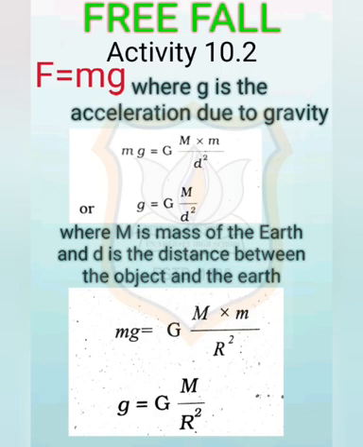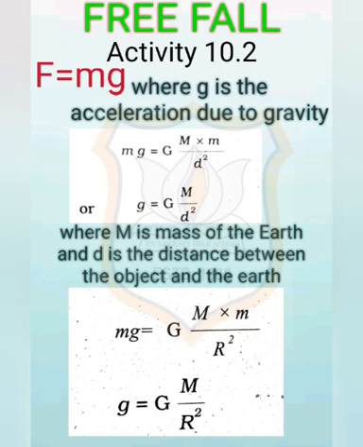Let an object be on or near the surface of the earth. The distance d will be equal to R, where capital R is the radius of the earth. Thus, for objects on or near the surface of the earth, we can write the formula mg is equal to G M m upon R square, instead of d square. On solving this, small m will cut out, and hence we will have g, the acceleration due to gravity, is equal to G M upon R square.